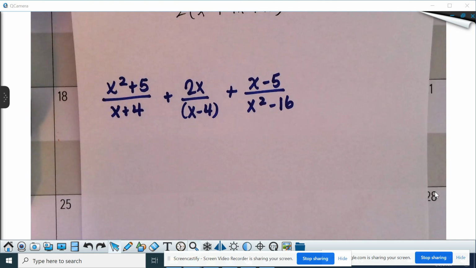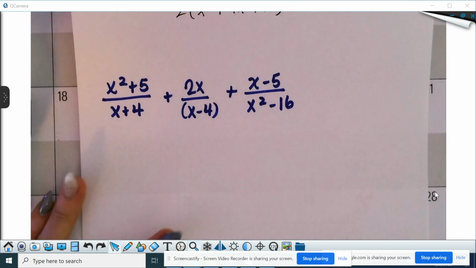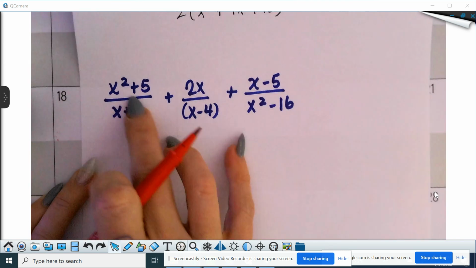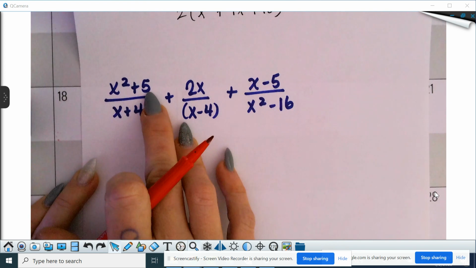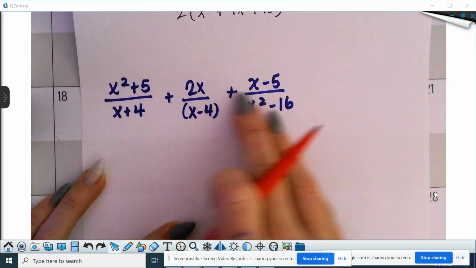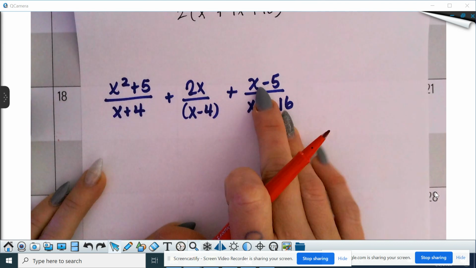All right, so first and foremost, we want to factor out anything in the bottom or top that could be factored. X squared plus 5 looks like it could be factored, but it cannot because there's not an x in common. It's not subtraction. You can't take the square root of 5, so it's as good as it gets. 2x is as good as it gets. X minus 5 also as good as it gets. X plus 4 is great.